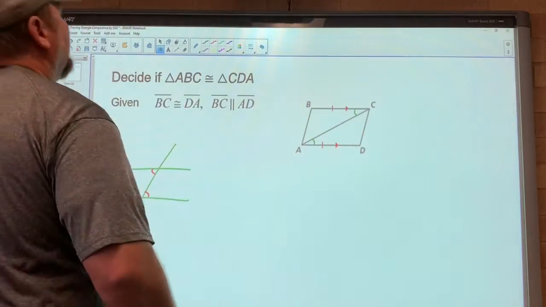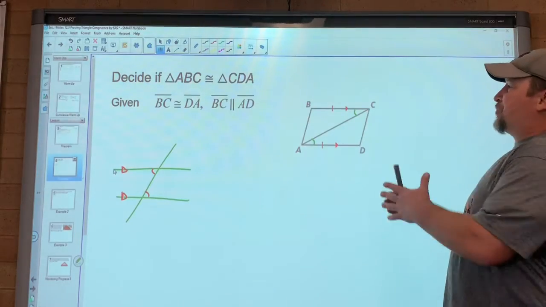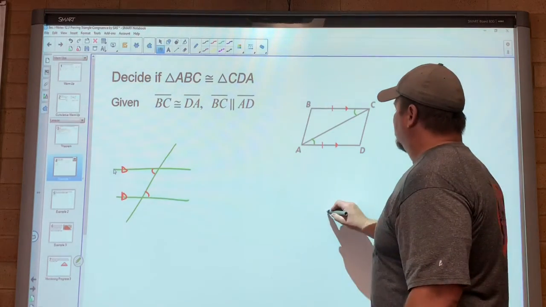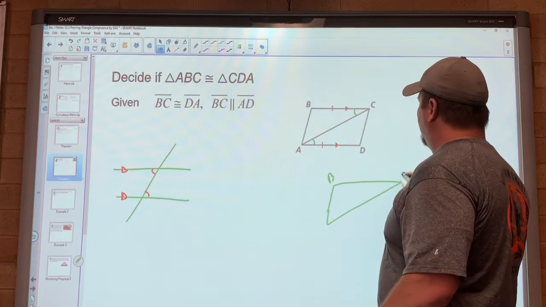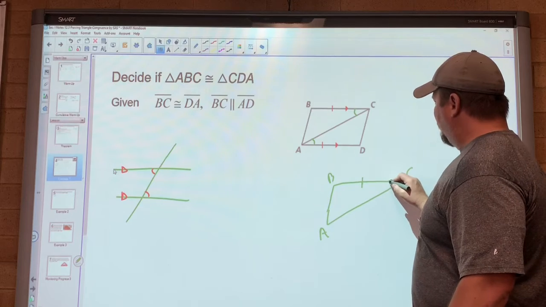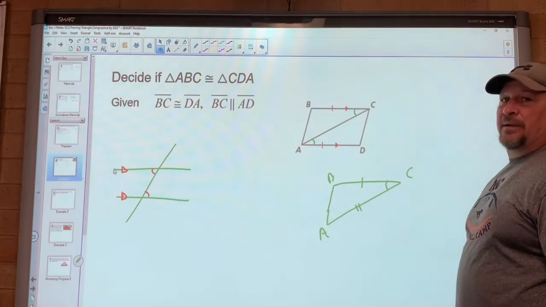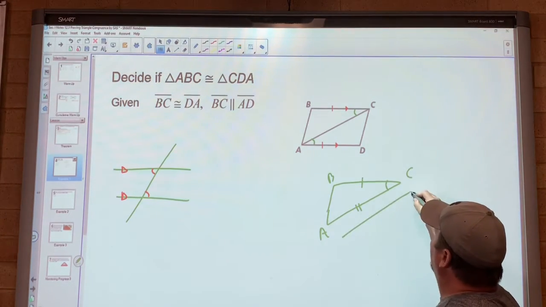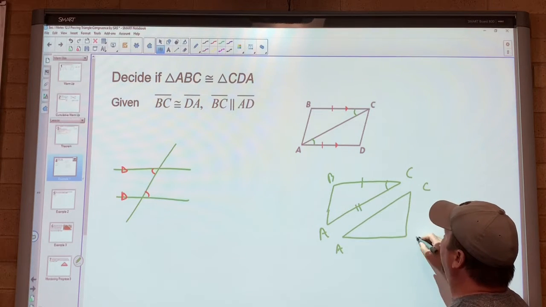Okay, so because I'm able to mark those, now watch when I pull apart the triangles and show you what we've got. So I'm going to draw this triangle and I'm going to mark B, C, A, and I'm going to mark my mark there, and then I'm going to put two marks here because that's the side I'm pulling apart. So now watch when I pull apart this one. Here I've got A, I've got C, I've got D.